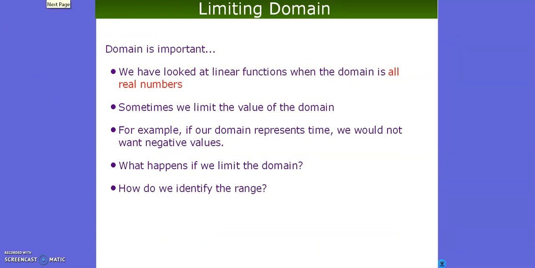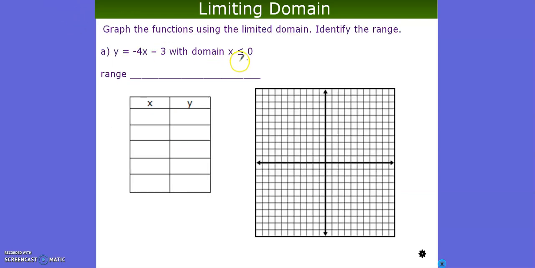We can also limit the domain, and that will change the way our graph looks. It's also going to change what happens to the range. So we'll take a look at a couple of examples there.